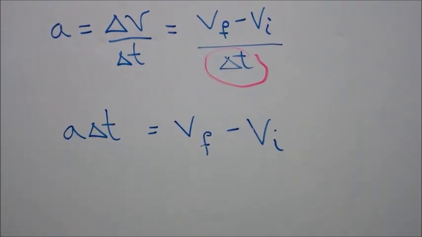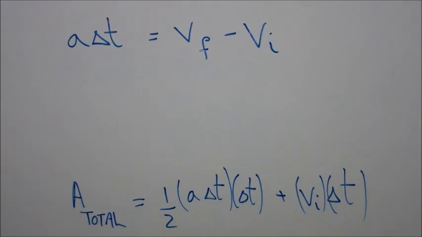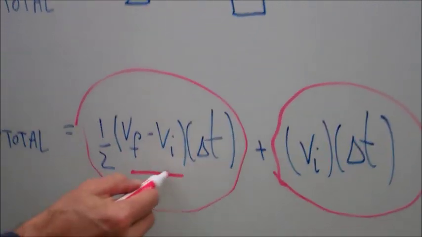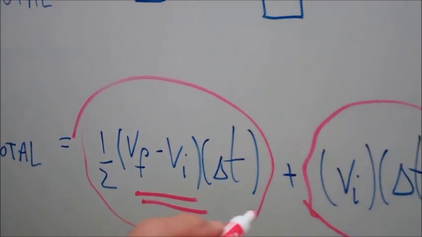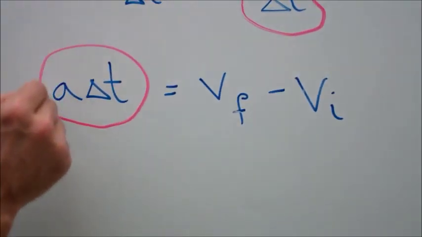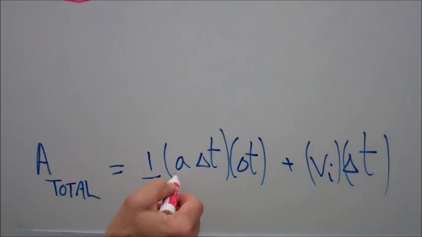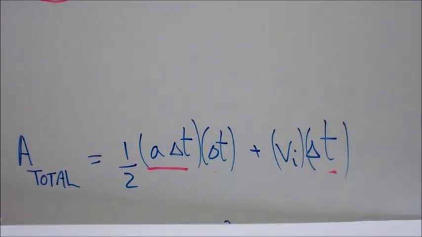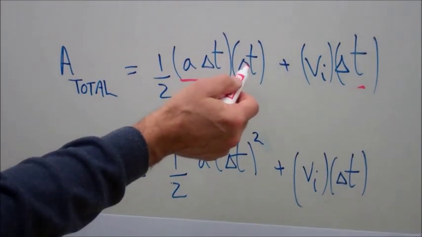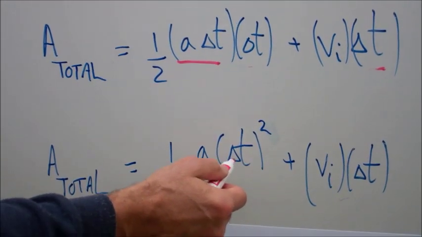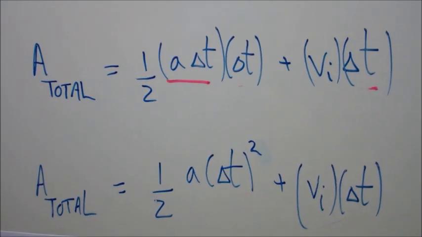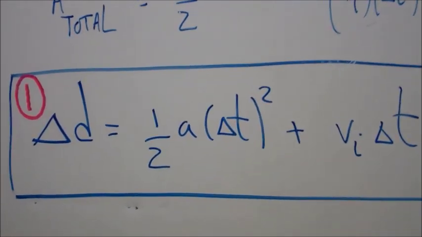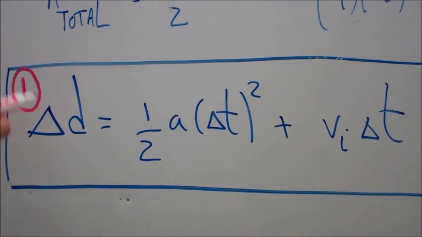This is helpful to us because then we can do a substitution of variables, and over here where we had vf minus vi, we now put a delta t. We therefore get 1/2 a delta t, and the rest of the formula remains the same. We can see that we have delta t times delta t, so delta t squared over here for the total area, and we therefore present to you the first equation, which is, as you can see here, formula number 1.